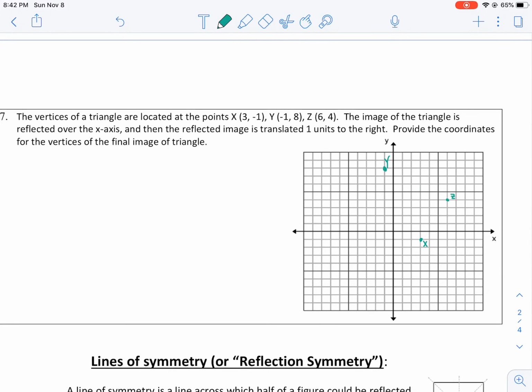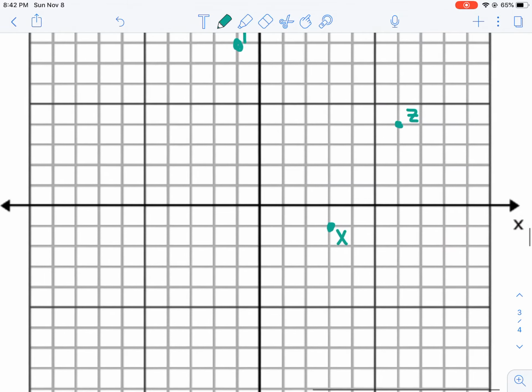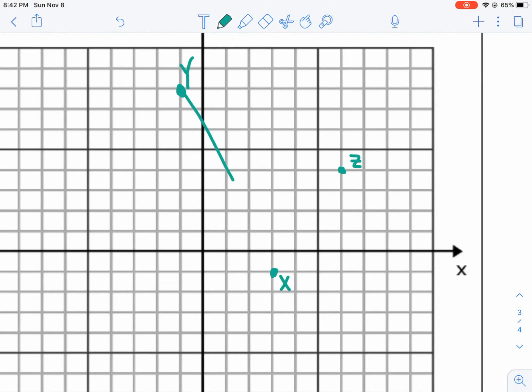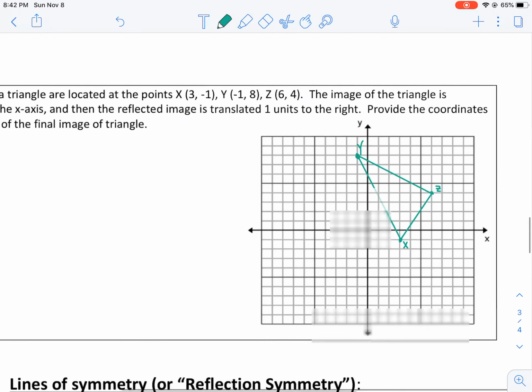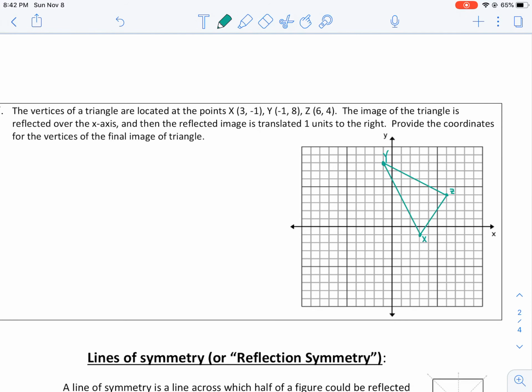The image of the triangle is reflected over the x-axis. All right. Forgot to make my triangle. That'll help us out a little bit. So it's reflected over the x-axis and then is translated 1 unit to the right. Provide the coordinates for the vertices of the final image of the triangle.